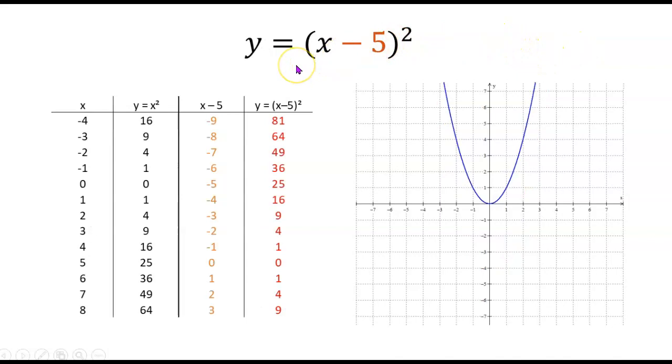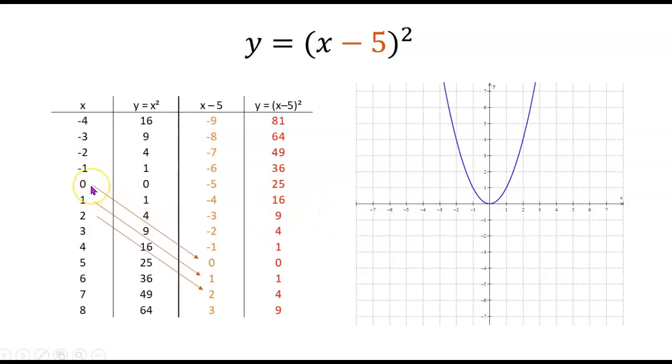Now what about if we replace x with x minus 5? So what used to be happening to x is now happening to x minus 5. It's x minus 5 that's getting squared. So whatever x used to be, now we're doing that same thing to x minus 5. And so we have all the same y coordinates. There's still a point where y is 0. There are points where y is 1 and 4 and 9 and 16. But they've been shifted over. They occur with different x's.